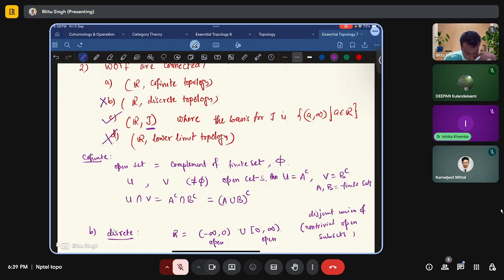Now, so A and B are finite sets. Therefore, this is a finite set. Union of two finite sets is finite. So, if we take the complement, then this cannot be empty. Right? So, therefore, there is no such partition. You cannot write R as a disjoint union of two non-trivial open sets.